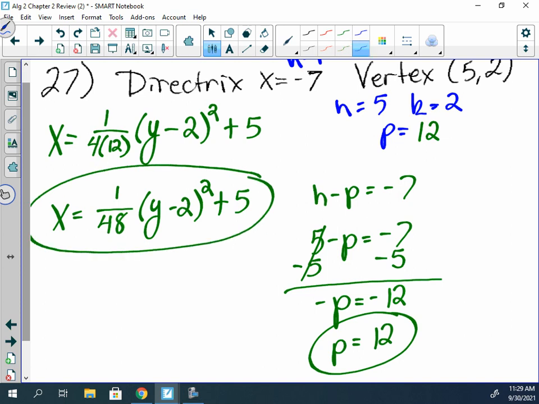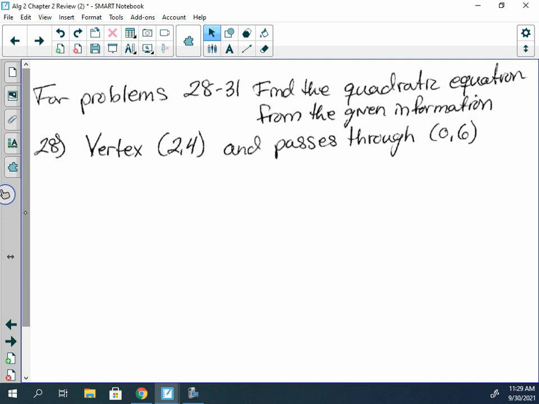And really, with any of these, we're finding the general equation and matching it up with the information that is given. So any questions on those? Okay. I know the bell's about to ring, but let's look at 28 through 31. Are there questions on 28, 29, 30, or 31?